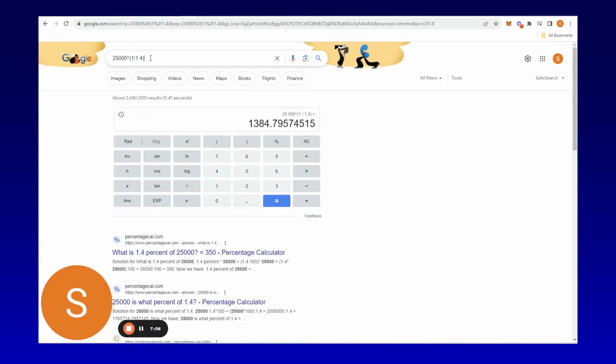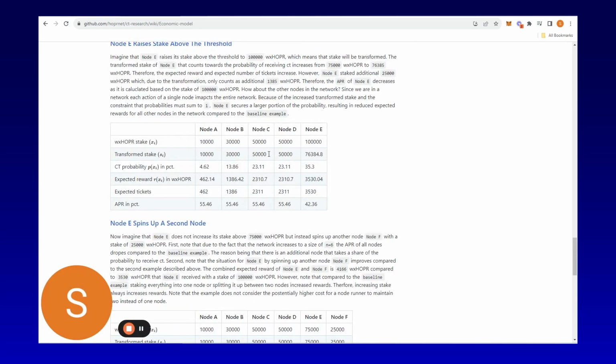So if you do 25,000 to the power of 1 over 1.4, you get 1,384, which is a lot less than 25,000. You add 75,000 to that number, and you get his transform stake of 76,384. So that's a lot less than 100,000. And if you are staking above the upper threshold, you are penalized to a degree. It's disincentivized, and your transform stake is lower than the actual amount you've staked.